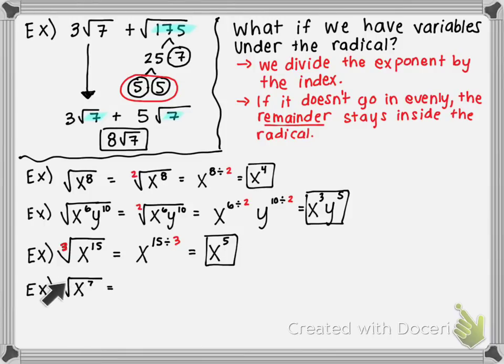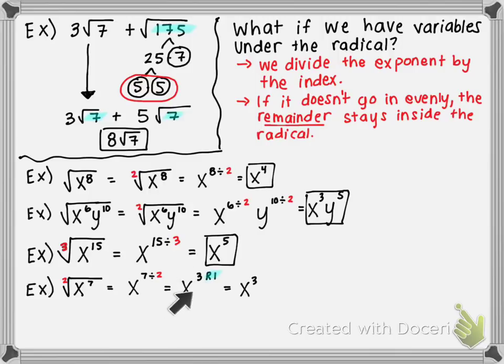So now, if it doesn't go in evenly, like you see how this is a 7, and we're going to divide by 2, because there's a 2 there for the index. So 7 divided by 2. That doesn't go in evenly. It is x to the 3rd, right? Because 7 divided by 2 goes in 3 times, and we have a remainder of 1. So we're going to put that remainder of 1 on the inside.